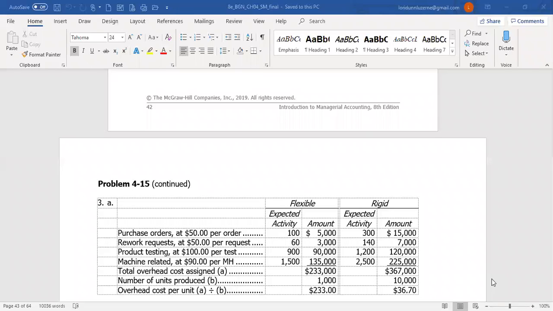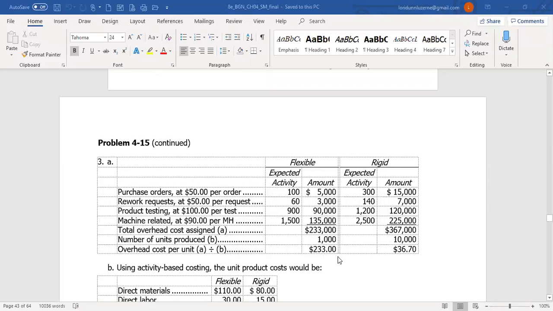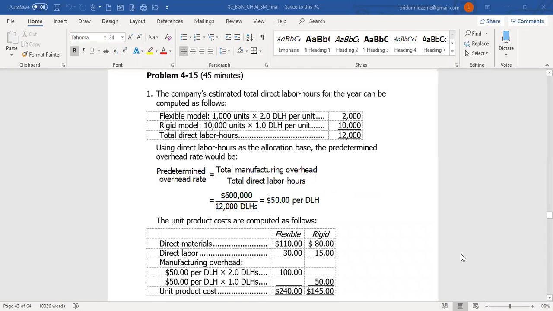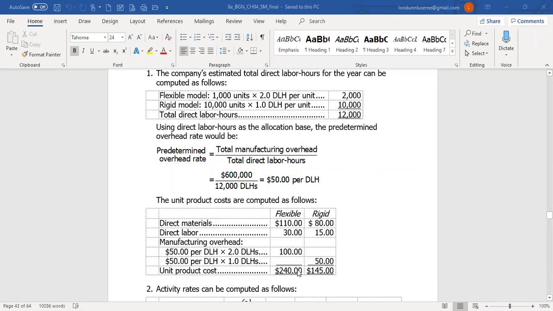The number of units that are expected to be produced is 10,000. So overhead cost per unit for flexible is $233. For rigid, it's $36.70. So now, using activity-based costing, let's see how much the flexible costs and the rigid. Direct materials are still $110 per unit for the flexible, $30 for direct labor. But now look at the manufacturing overhead, $233, for a $373 total product cost, where under the job costing, it was only coming out as $240.